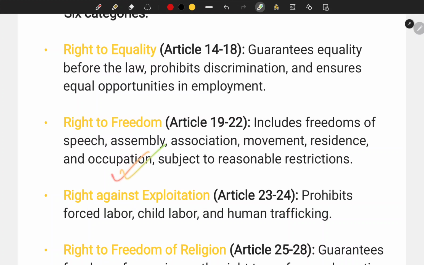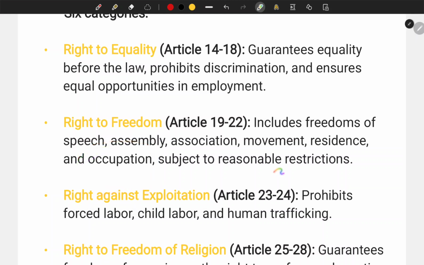Also, occupation. You are free to become, say, a content creator or an IAS or a small business owner. You can become an entrepreneur. Whatever you aspire to be, you should have the opportunity to perform that occupation in India.